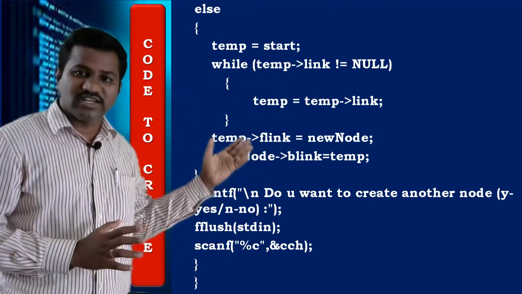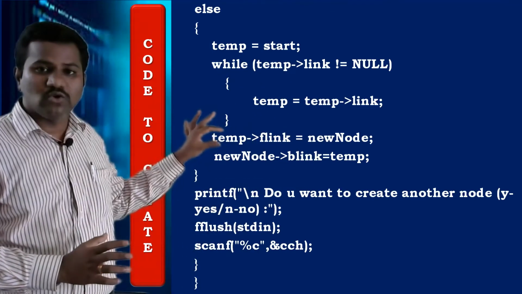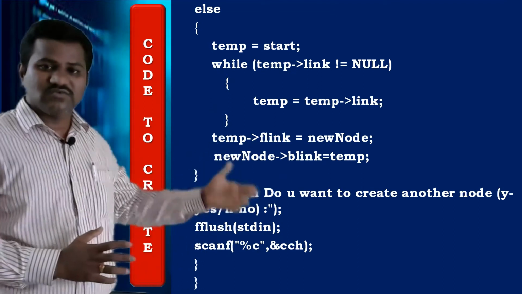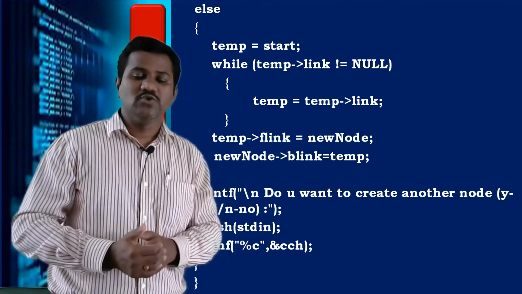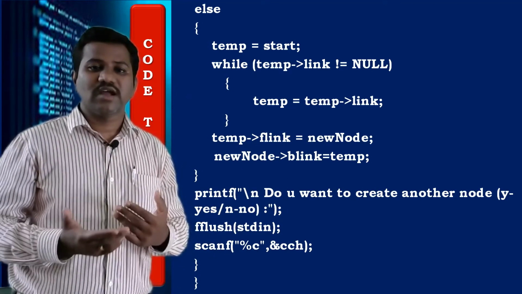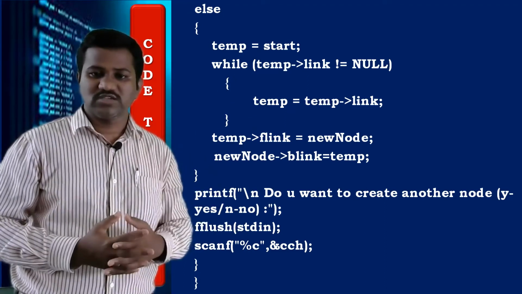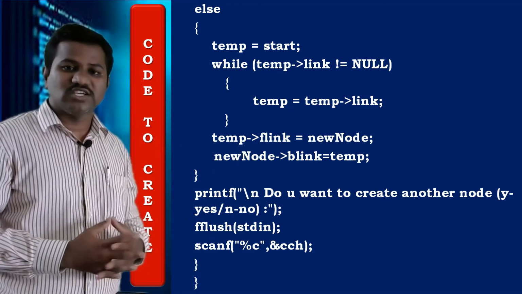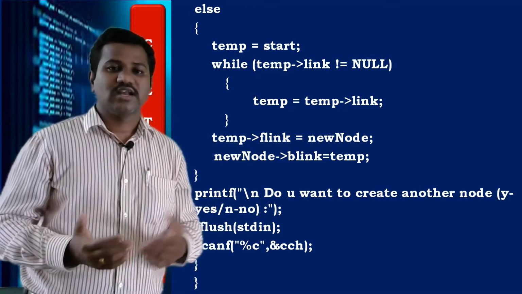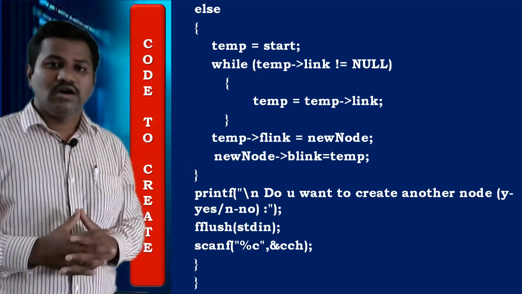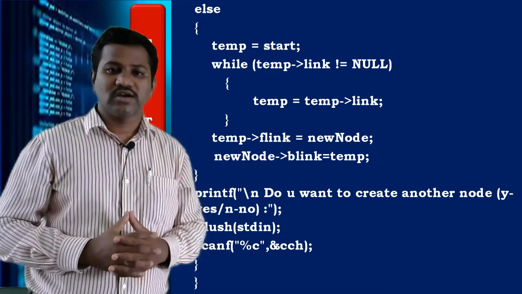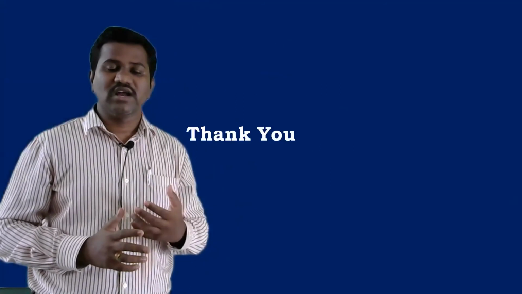You come out of the while loop and you establish the link. Earlier in a single linked list, we had only this instruction, but in the case of a double linked list, one more instruction is added. After this, we ask the user, do you want to create another node? If he is interested, the user might enter small y or capital Y. It doesn't matter, we have taken both small y as well as capital Y. If he enters small n, it means the user is not interested in creating more, so the condition becomes false and it comes out of the loop. And this is how your create function works in the case of a double linked list. In the coming session, we'll be discussing traversing a double linked list in the forward direction.